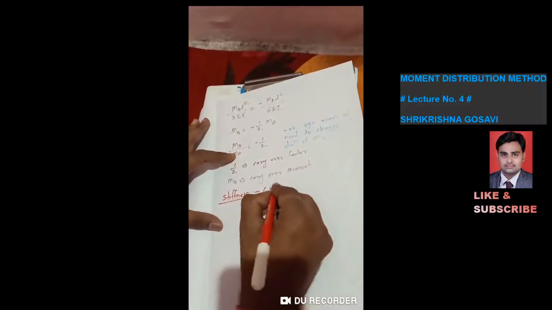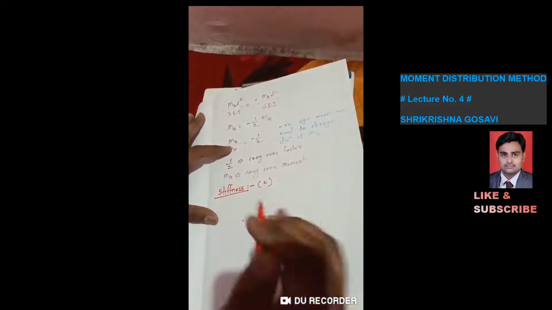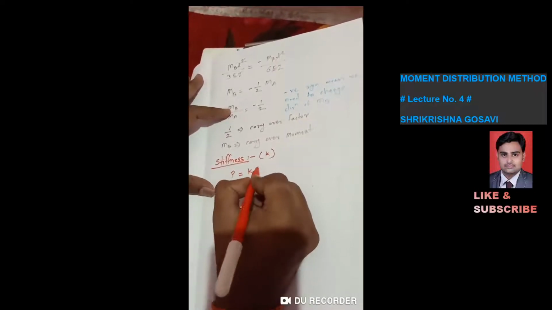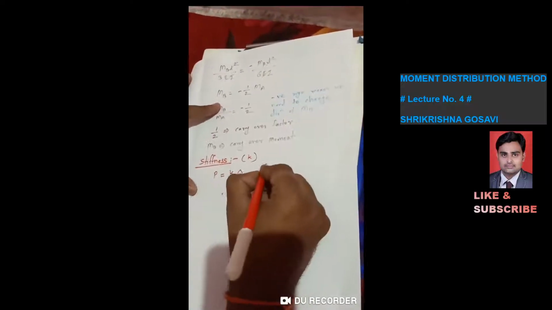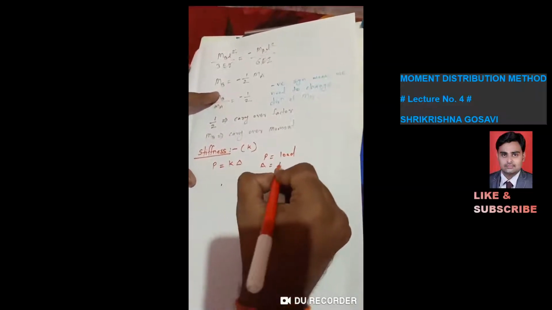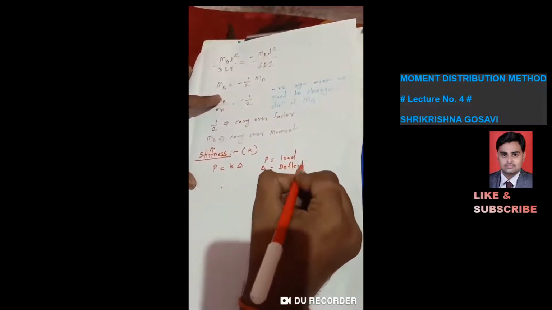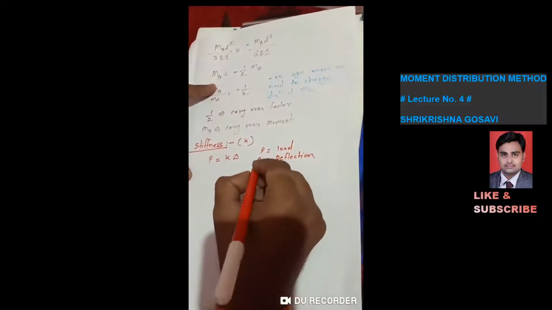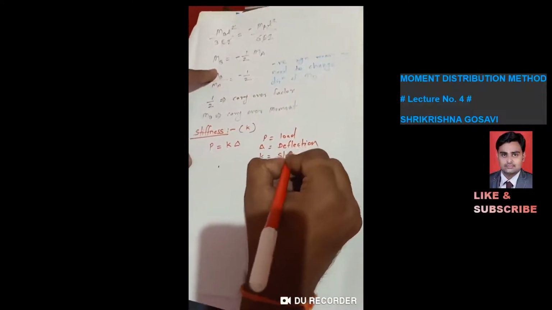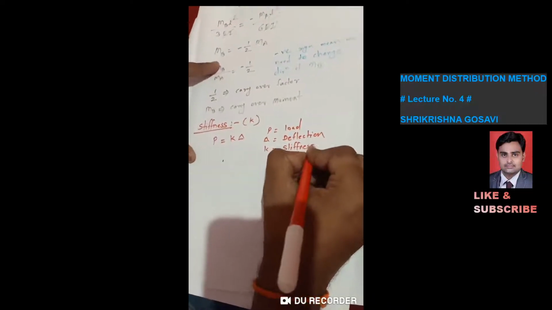Stiffness, we denote this by the letter K. As we know, P, the load, is equal to K into delta, where P is the load and delta is the deflection, and this K is nothing but the stiffness. These basic things we know.